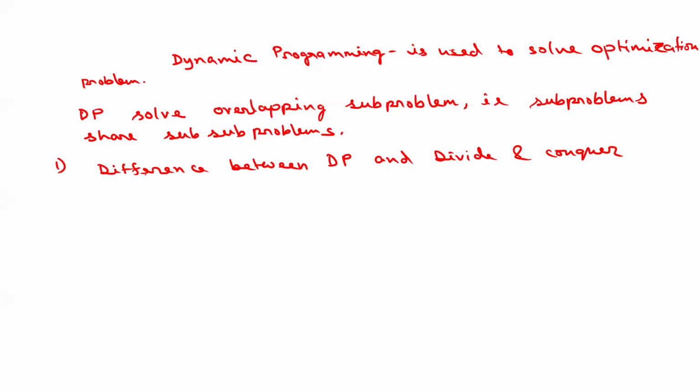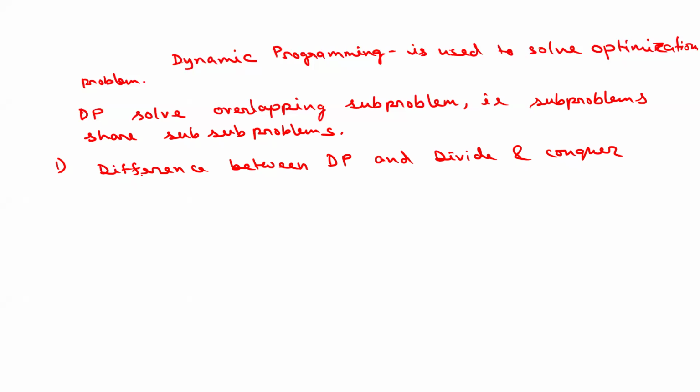Divide and conquer also breaks the problem into subproblems and combines the solutions of the subproblems. We know that divide and conquer first divides the problem into subproblems and then combines the solutions of the subproblems. Here it solves the subproblems recursively, and to solve the original problem, it combines their solutions. So that is divide and conquer.